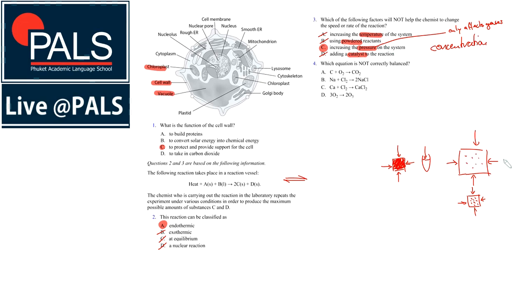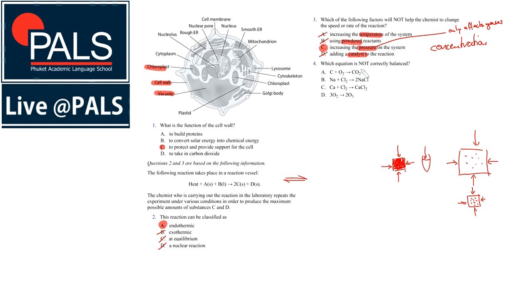So if we increase the pressure on a gas, we push the gas particles closer together, and therefore we have more particles per unit volume, and that is what concentration is. Concentration is a measure of the particles per unit volume. So increasing the pressure on a gas increases the concentration of the gas. One more time, because we do not have a gas here in either reactants or products, therefore pressure does not have an effect on the rate of this particular reaction.